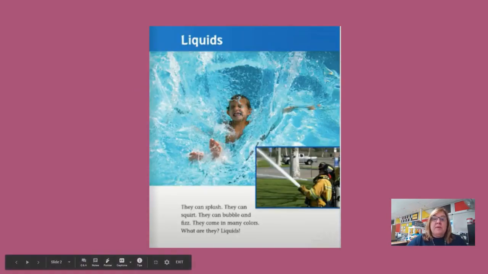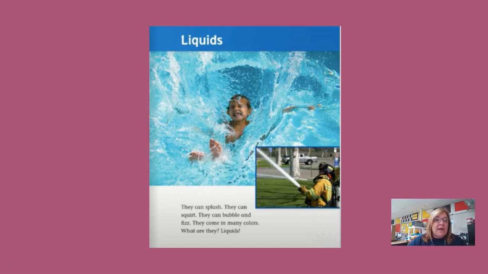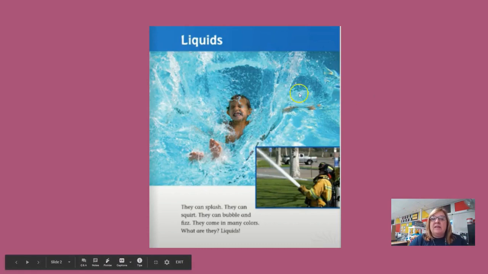In our story, liquids can splash, they can squirt, they can bubble and fizz. They come in many colors. What are they? Liquids. We can see our friend here is in a liquid. Notice it has color. Notice how it changes shape and size. Down here we have a firefighter. Our firefighter is also squirting a liquid out of the hose, and it also has a shape and a size.